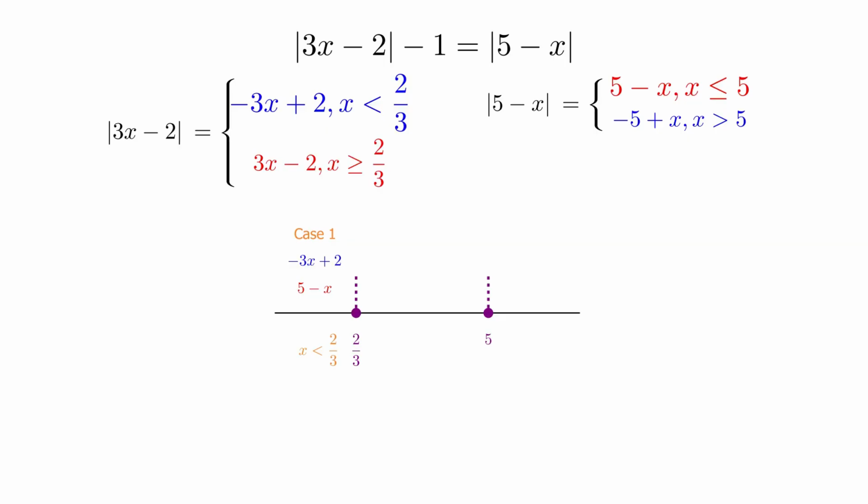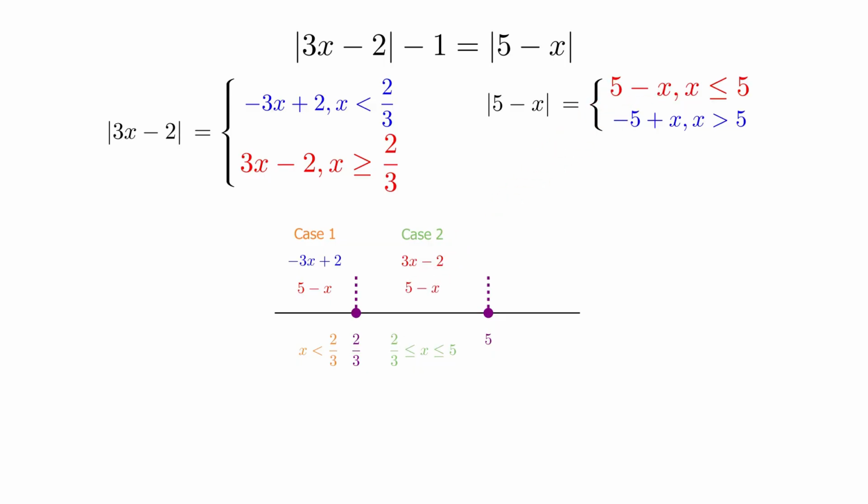Case 2 is going to be everything between 2/3 and 5. So in this case, we have where x is greater than 2/3, but still less than 5, which would fall in the second equation for the first absolute value, which is 3x minus 2, because it's saying x greater than or equal to 2/3. And then we would still use the first equation for the second absolute value, which is 5 minus x, since it's still x less than or equal to 5.